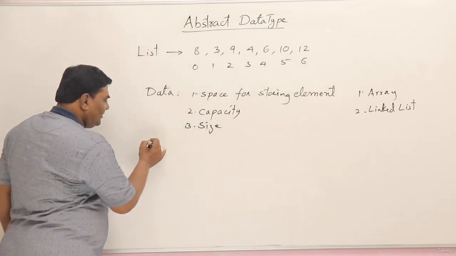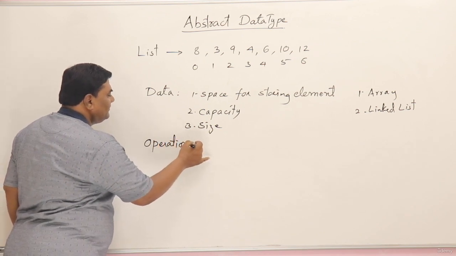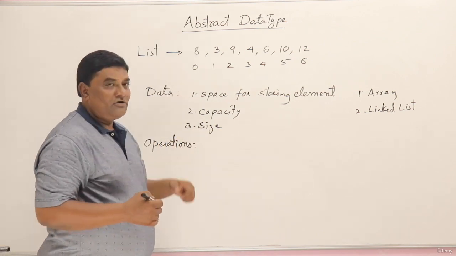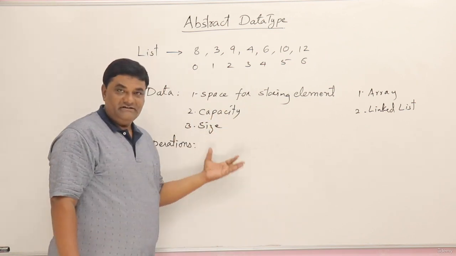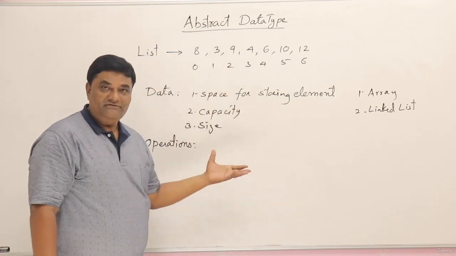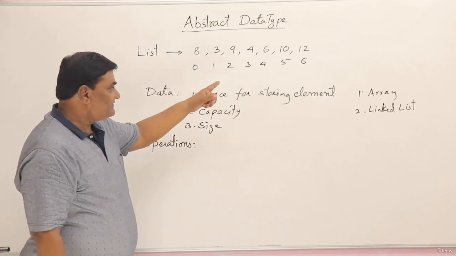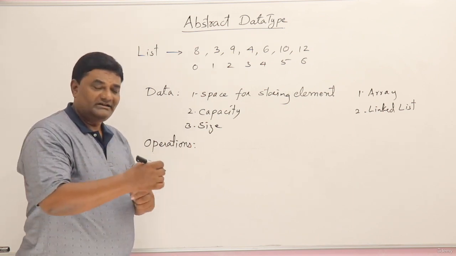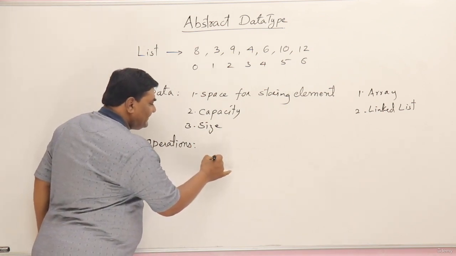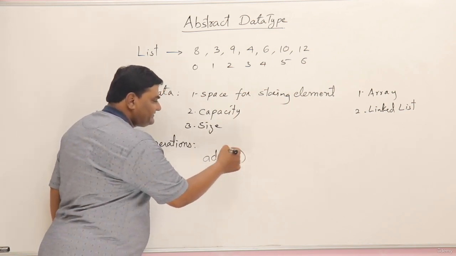Then let us look at operations on a list. What are the operations that we perform on a list? For the operations, I will write a few here, then again, I will explain all of them. The operations that I may be performing on the list: in this set of elements, I can add more elements. So the operation is add an element, that is X.